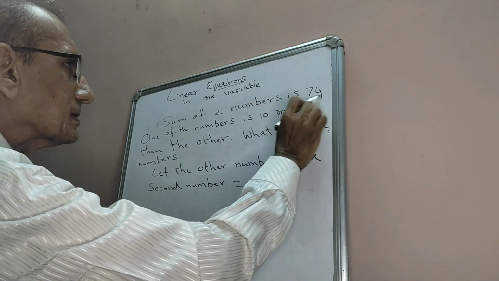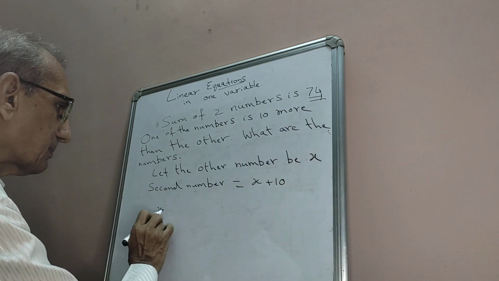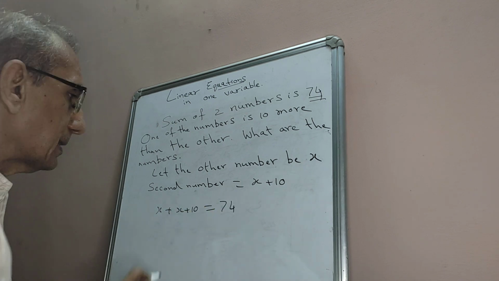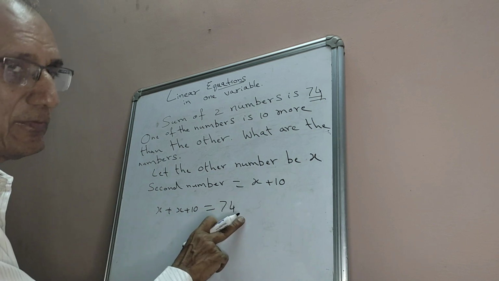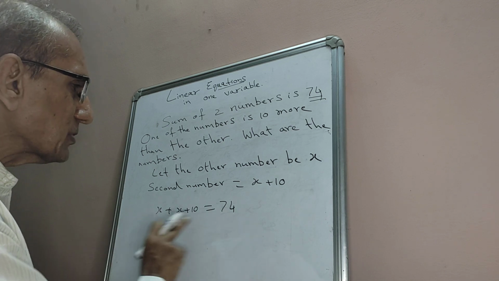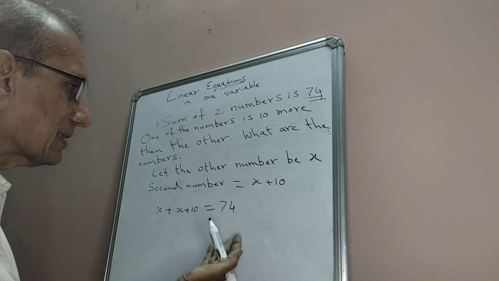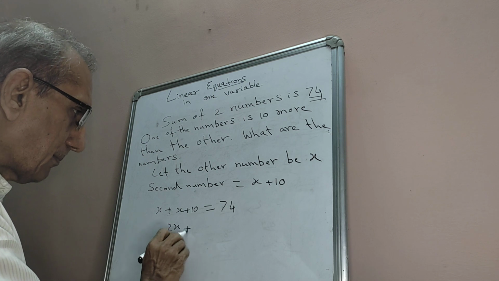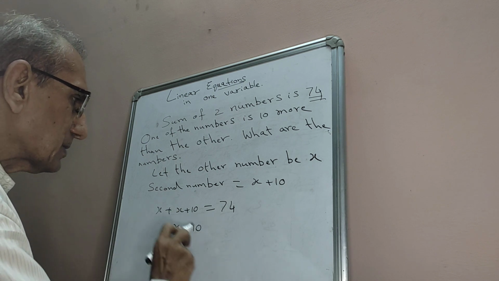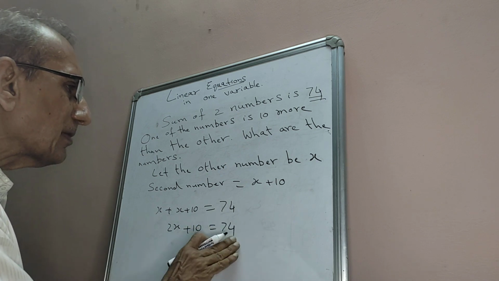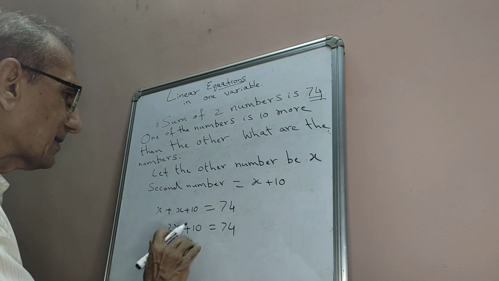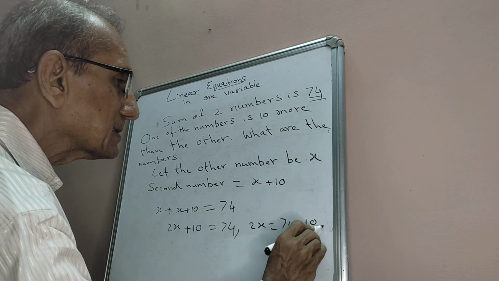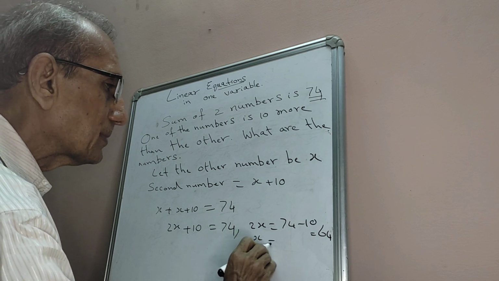Now, the sum of these two numbers is 74, he says. So that means first number plus the second number is equal to 74. Right? Now we have already framed an equation. Once the equation is framed, you can easily solve as we have seen earlier and find the value of x. So x plus x is 2x plus 10, because here we add the coefficients. 2x plus 10 is equal to 74. So 2x will be equal to 74 minus 10, that will be 64. So x will be equal to what? 32.